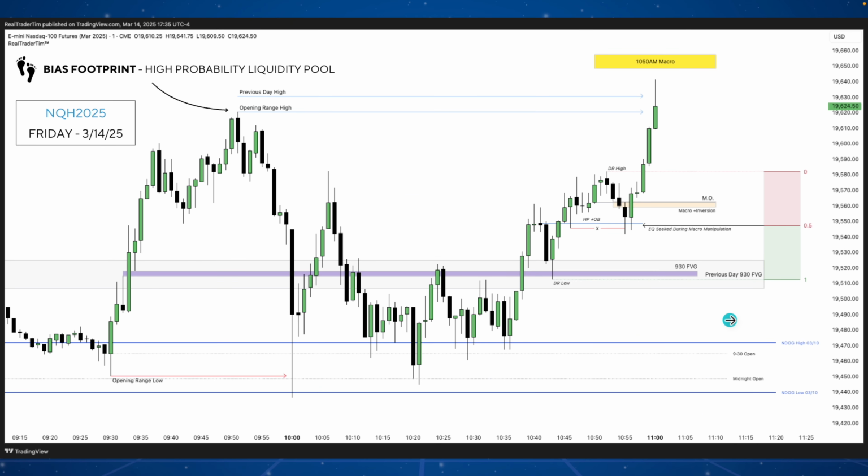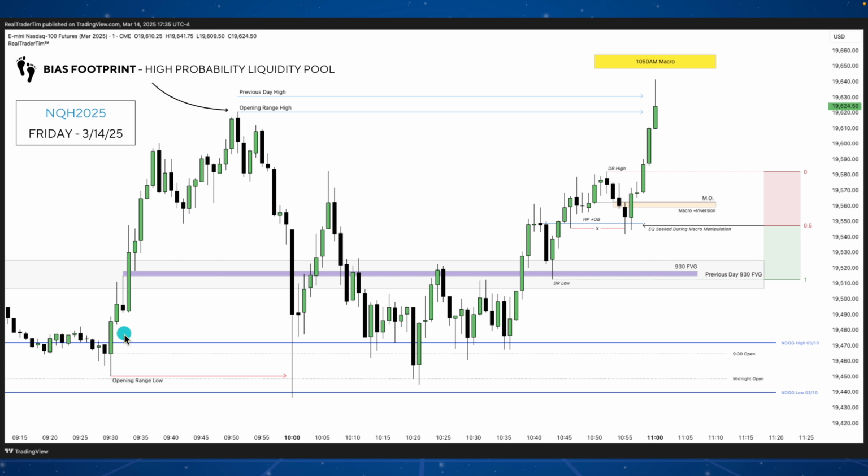Okay, continuing forward, same day, 1050 macro, NQH 2025, 1 minute time frame. So we're going to be looking at the 1050 macro and really some of the 950 macro, what occurred, where we did see the low of the day occur right at 10 a.m. for the intraday session. We had 10 a.m. news, and let's talk about the opening range.